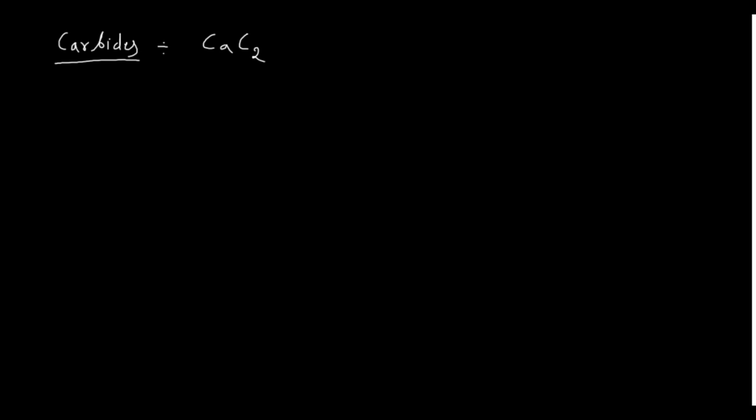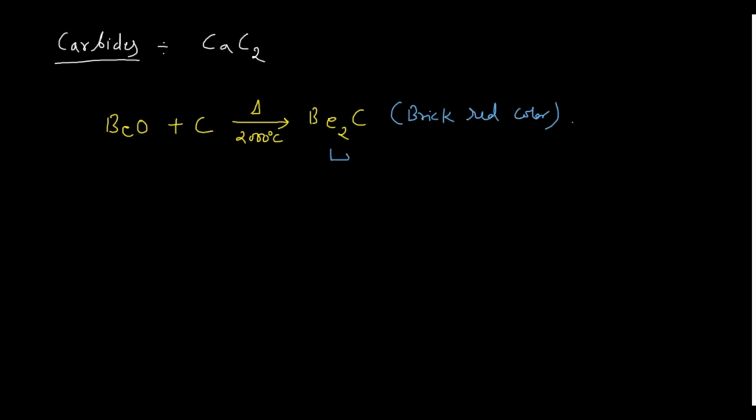Okay, so how can we produce these carbides? Say for example, I am having my beryllium oxide. What I can do is take carbon, and along with the carbon I can heat this at a very high temperature, somewhere around 2000 degrees centigrade. Then it results in beryllium carbide. Please remember, it is brick red in color. This is ionic in nature.